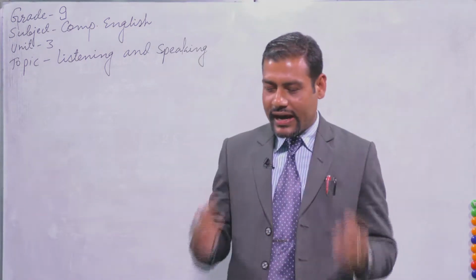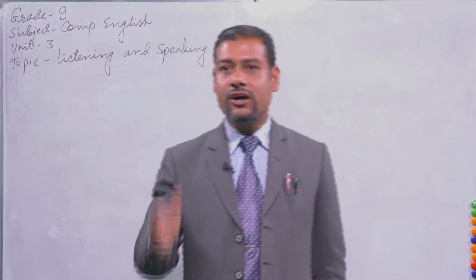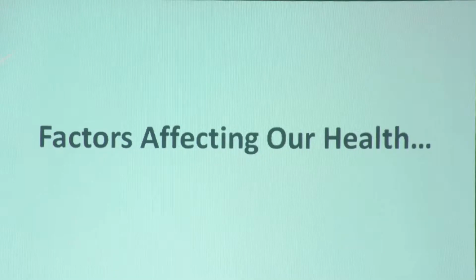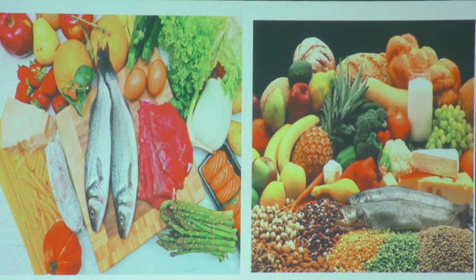Good, yes. Now I just like to show you, see, factors affecting our health. You can read it. What is written there? Factors affecting our health. All right, good. Now I just like to show you the next slide. What can you see in the pictures? Yes, you are good. There are varieties of fruits, vegetables, grains. And do you think they are necessary for our healthy body? What do we get from those? Are they enough for us or not?